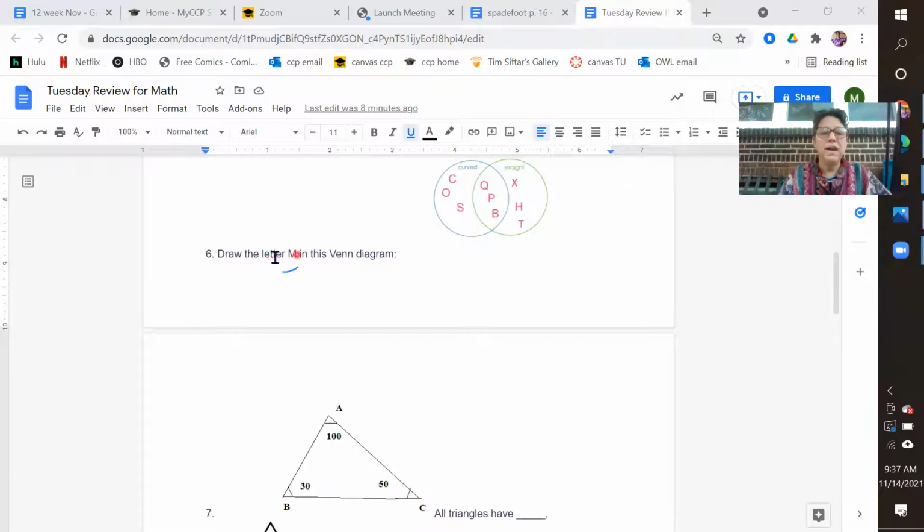So I want to put the letter M in this diagram. So I have to draw it in the correct place. Should I put it here? Does it have both? No, it is all straight. So I put it over there, right? Otherwise, you could put it here or here, but no, the M has to be here.